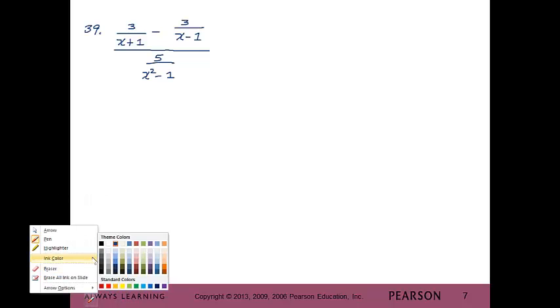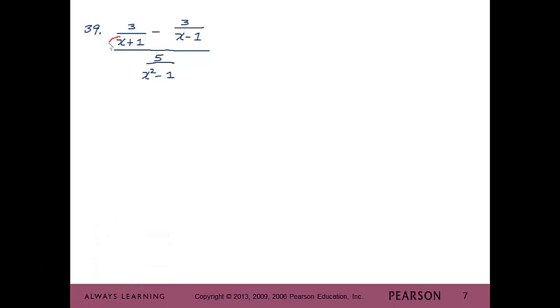Now let's look at number 39. And we have 3 over x plus 1 minus 3 over x minus 1, all divided by 5 over x squared minus 1. So let's start by finding the LCD. We have 3 denominators: x plus 1, x minus 1, and then x squared minus 1.